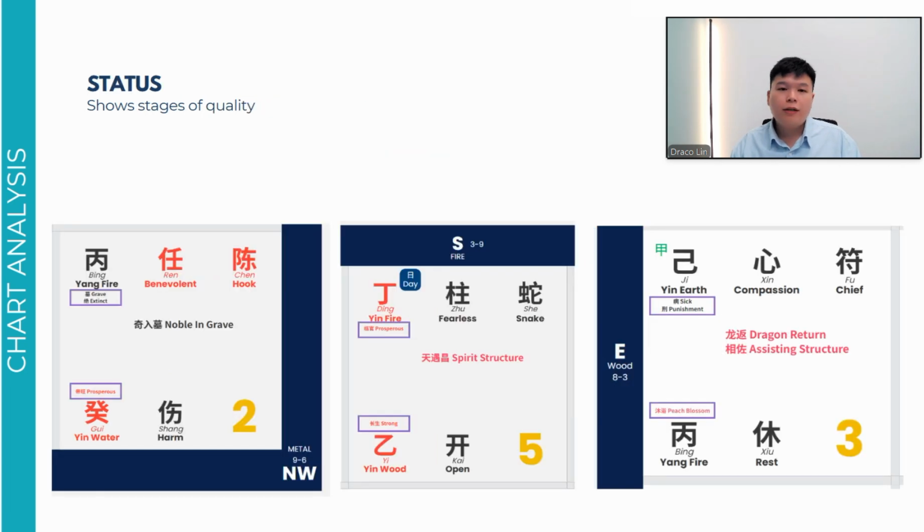The stages are also very important. A lot of people have overlooked this portion. In Qimen Dunjia, the status of the stem is very important because it talks about the different stages of quality. Some of the stems can be in the grave mode, and some of the stems can be in the prosperous mode. Prosperous means this stem is good and powerful. And what do stems mean?